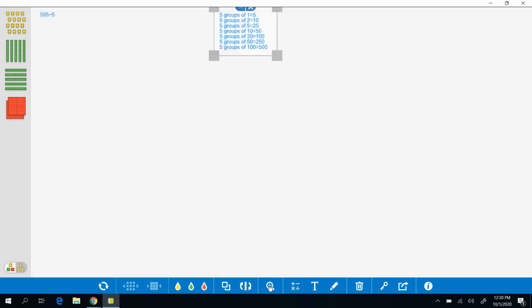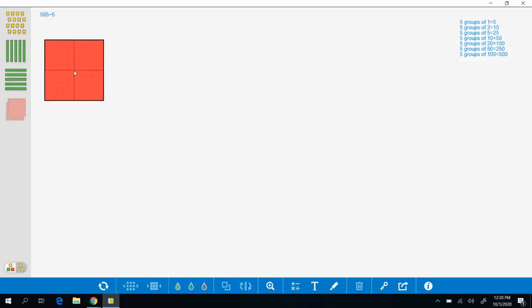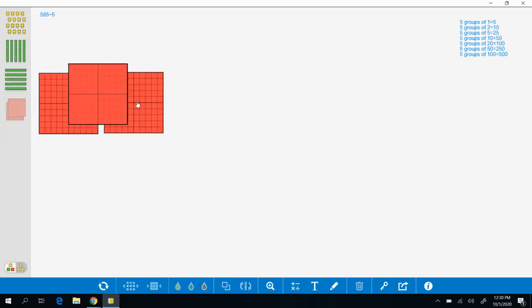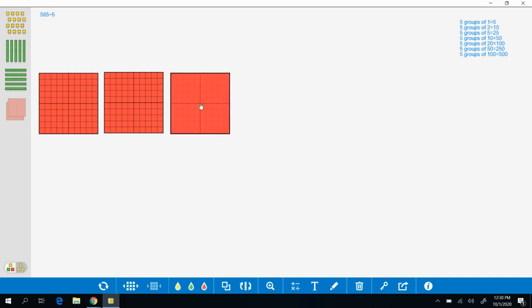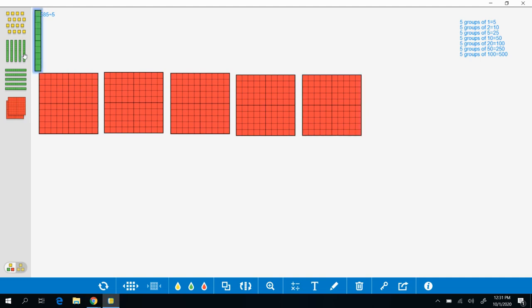All right, so I'm going to go ahead and zoom out here so I have a little bit more space to work with. And the next thing I want to do is to actually build the number 585 with the base 10 blocks. So I'm going to start by bringing over 5 hundreds, 100, 200, 300, 400, 500, and then 8 tens, 10, 20, 30, 40, 50, 60, 70, 80.